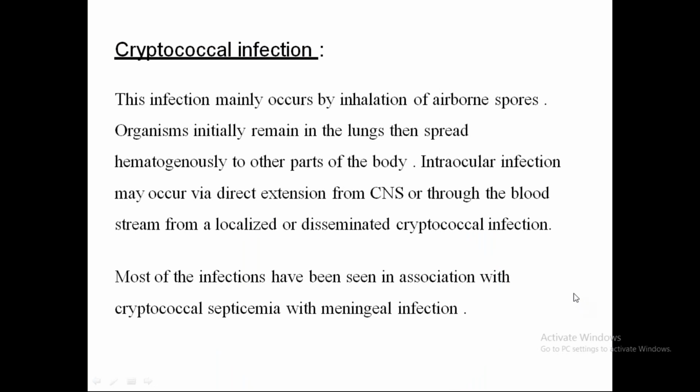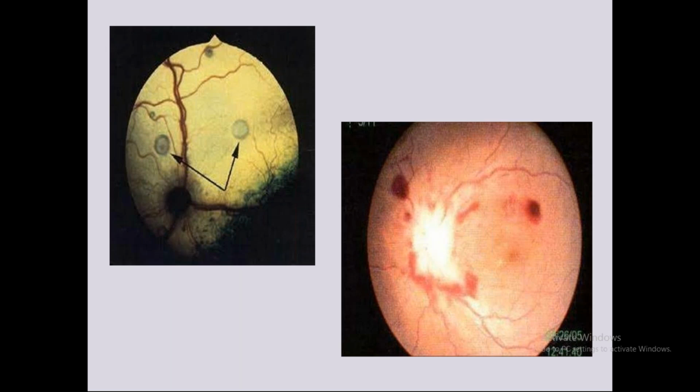Now coming to cryptococcal infections, mainly occurs by inhalation of airborne spores. The organism initially remains in the lungs and spreads to other parts hematogenously, that is endogenous spread. Intraocular infection may occur via direct extension from the CNS or through the blood. Most of the infections have been seen in association with cryptococcal septicemia with meningeal infection. You can see how the fundus is. You can see hemorrhages here. You can see inflammation of the optic disc, right?